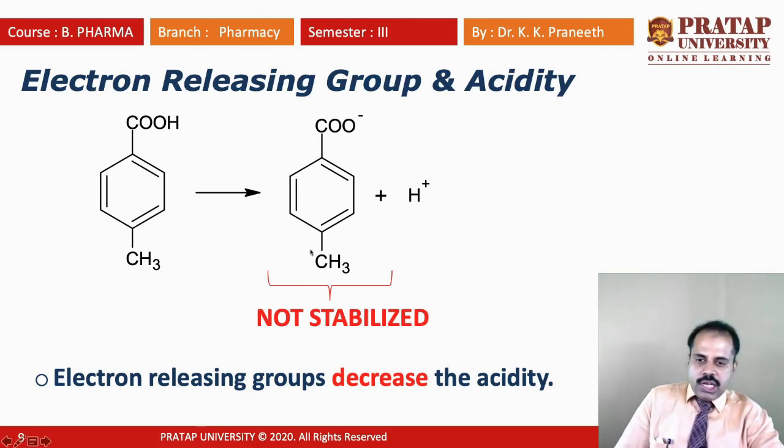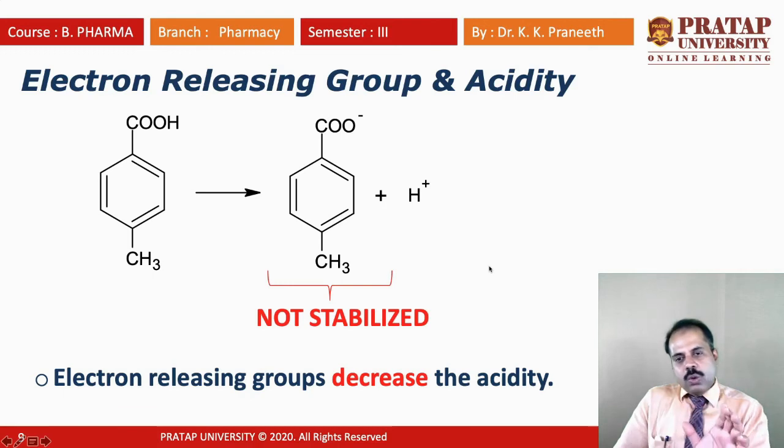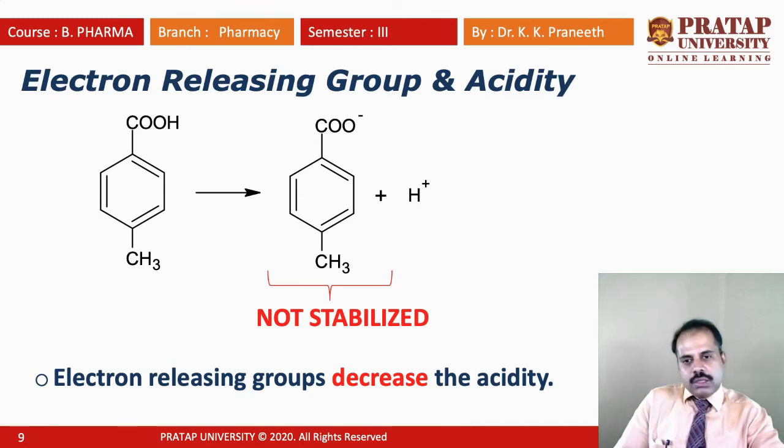This is the reason if you attach an electron donating or releasing group, this will be unstable and the H plus ion will bind back and you will get back the reactant. In other words, if an electron releasing group is attached on the benzene ring of a carboxylic acid, the acidity will be decreased because of this reason.